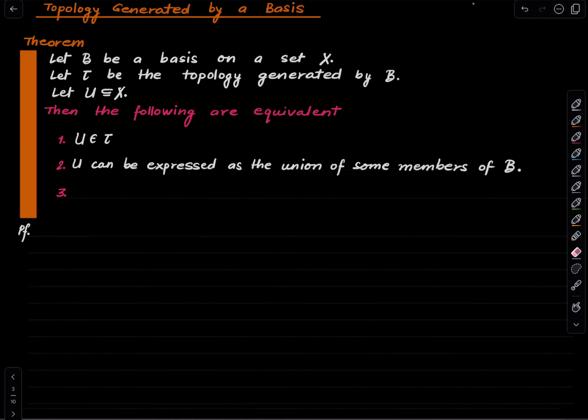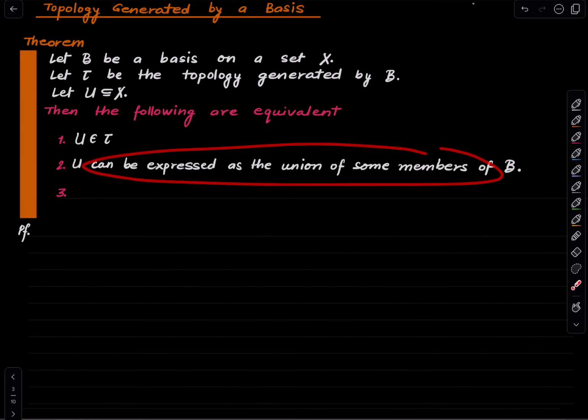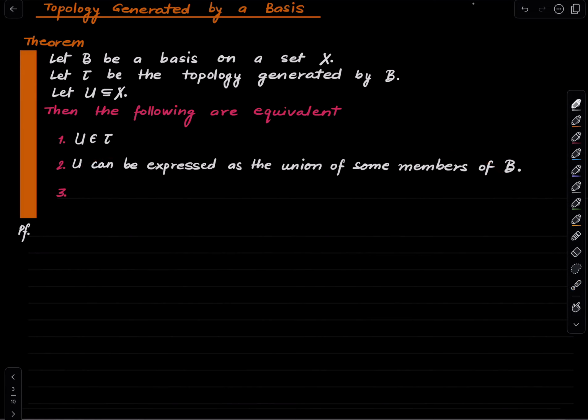So now lastly, we'll just restate this in a different way. The third one just says that for all elements x in U, there is a basis element B such that x is in B and B is contained in U. So this equivalence, the equivalence of 2 and 3, is a purely set theoretic exercise, and that I will not be doing. So this is an exercise. We will be establishing this equivalence.